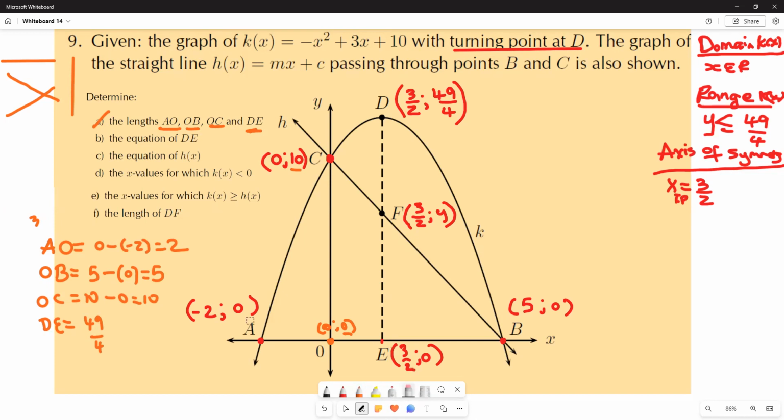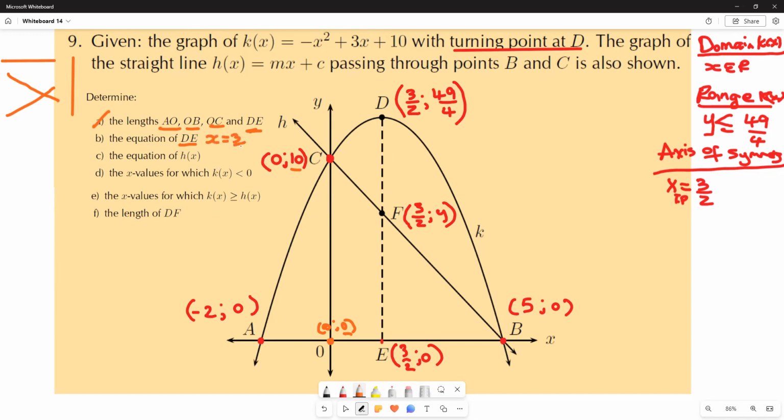Okay. So for B, let me just erase these things. I'll just leave whatever I need. So this side I need everything. Now they say determine the equation of DE. They will never tell you that DE is a straight line. They expect you to see that D and E is a straight line, and it's a vertical line, basically. It's a vertical line, which means the x value doesn't change. So the answer here will just be x equals 3/2. It's this vertical line here. It's the axis of symmetry of the parabola. Do you see it? This one.